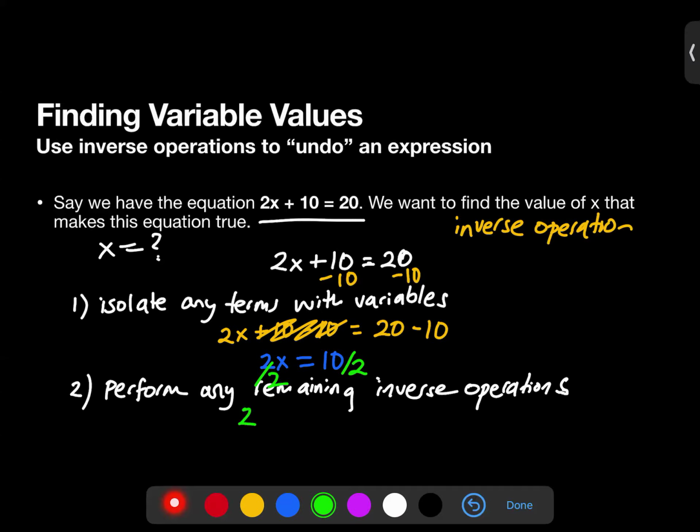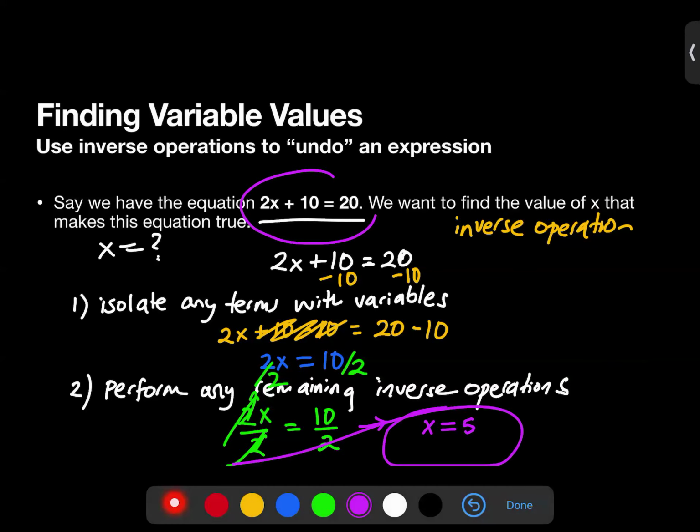So we'll do 2x divided by 2. Remember fractions we just discussed yesterday. Fractions are division. So 2x divided by 2 equals 10 divided by 2. So of course 2x divided by 2 will just be x, and 10 divided by 2 is 5. So eventually we will reach the conclusion that x equals 5. So what value of x makes this equation true? Well, the answer to that is 5.